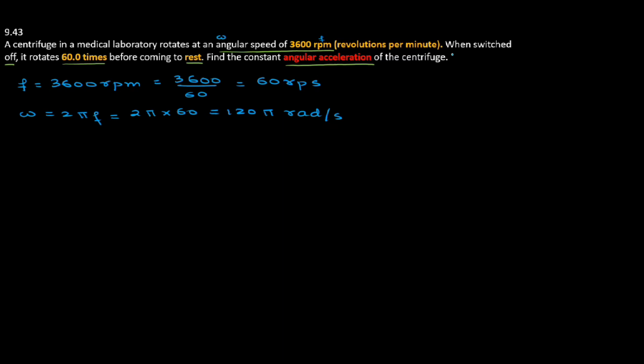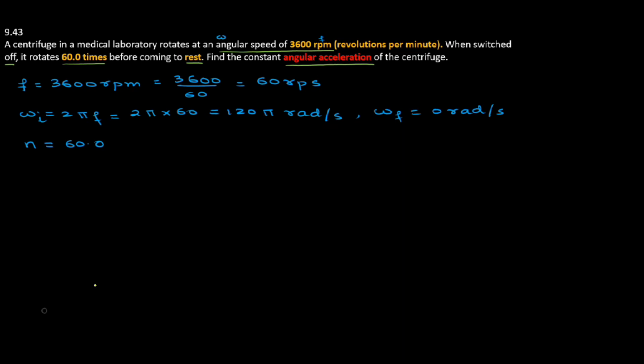Then the question says when you switch off the centrifuge, it rotates 60 times before coming to rest. When it comes to rest, my omega value will be 0. So therefore I can write omega final to be equal to 0, as the particle comes to rest at that point. This will be my omega initial. But before coming to rest, it rotates 60 times. So let n be the number of times the centrifuge rotates before coming to rest, which is 60.